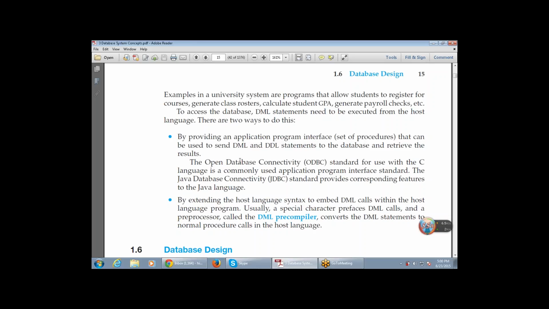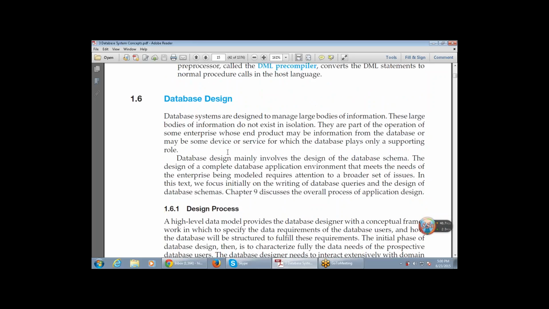Right. So the next part is database design. What are the various issues available with database design, or what are the categories of database design?